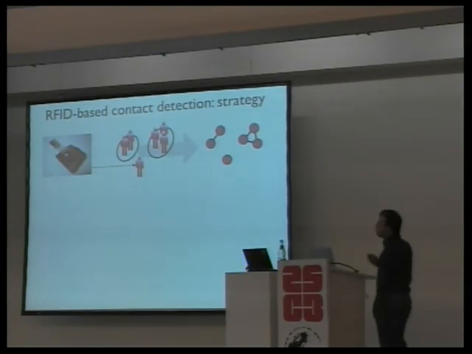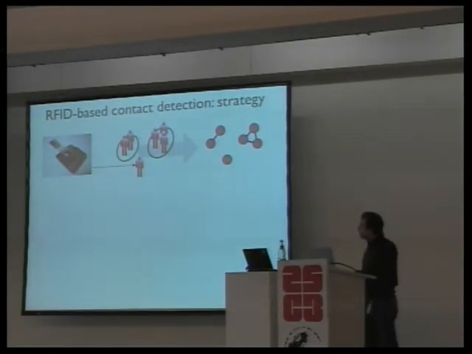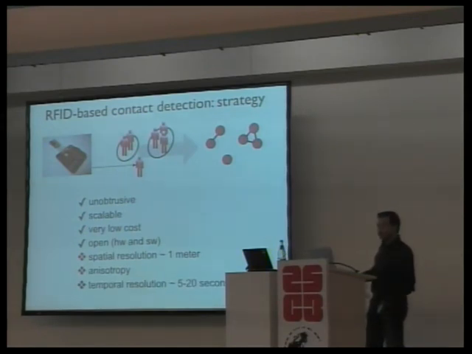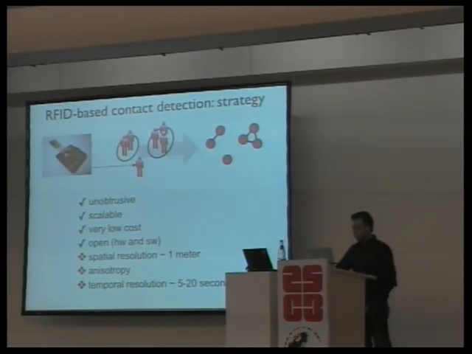So what we wanted to do was move this platform one step further. We have the hardware, which is very nice, we can reprogram it, and we really want to address this problem: given this structure, how can we get this graph? Milos already solved for us these problems: it is unobtrusive, scalable, low cost, and open. We had to solve three other problems: anisotropy, the spatial resolution issue in assessing contact, and the temporal resolution. That's really not a big problem, actually.